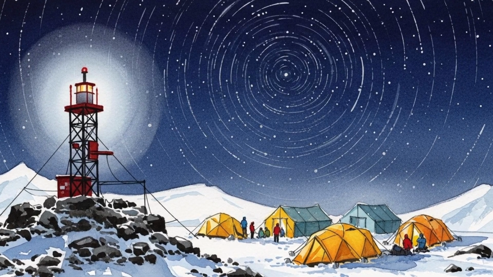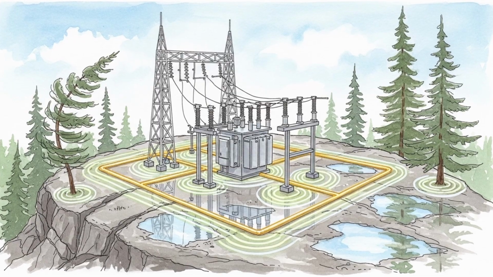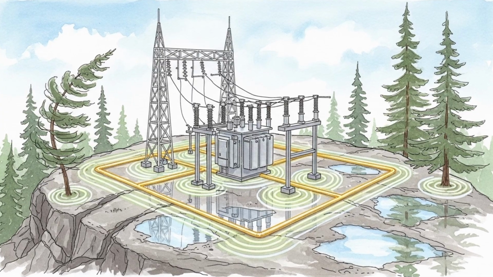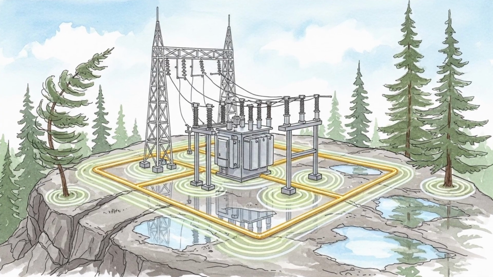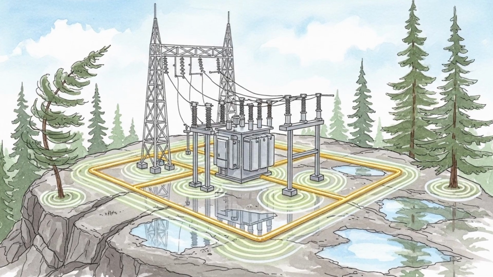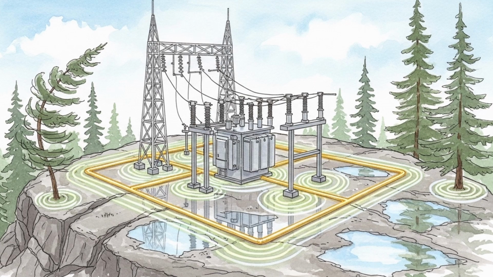Data centers prepare for two classes of problems. The first is loss of utility power due to grid disturbances. Uninterruptible power supplies bridge seconds to minutes, and generators supply longer runs. Fuel contracts and logistics plans are confirmed before storm seasons.